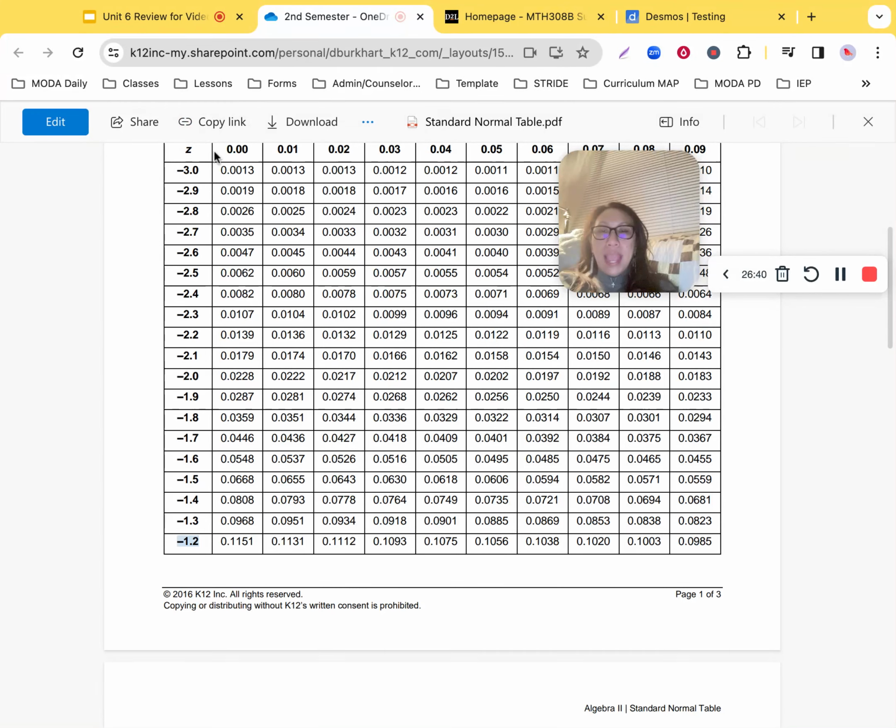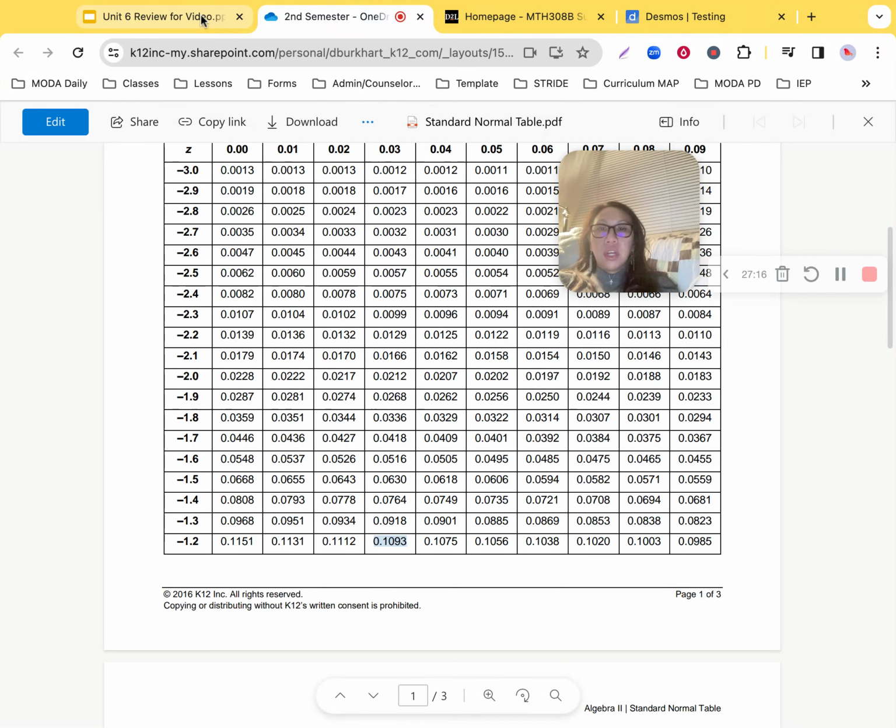So that's what we're looking at, the first row of your z-score, so 0.3. And then we're gonna just line them up. Line them up, and whatever number they intersect at between -1.2 and 0.3, that would be your probability. So it would be 0.1093, because that's where they meet. So -1.2 and 0.3 meet at that number, so that would be your answer.